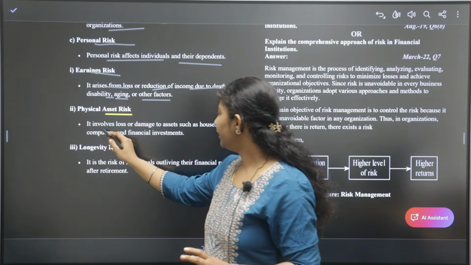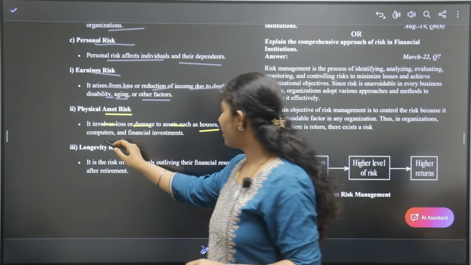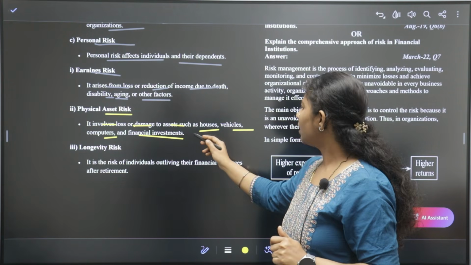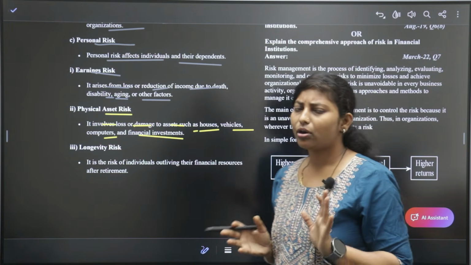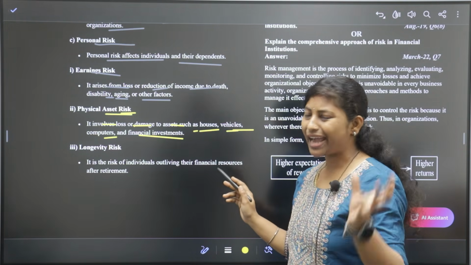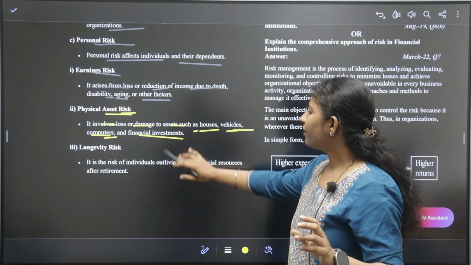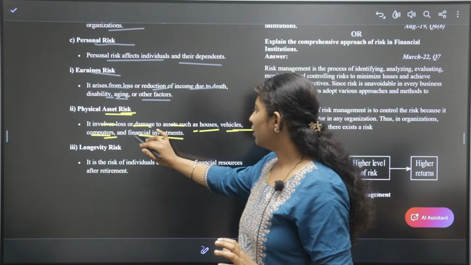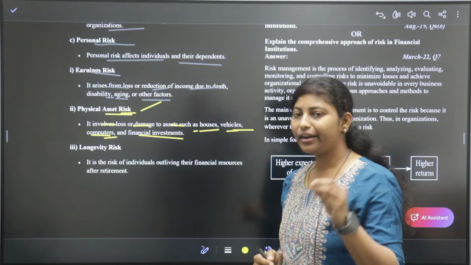Next, it involves losses or damages to assets such as houses, vehicles, computers and financial investments. If our house gets damaged or a fire occurs in our house, it is a very big loss for us where we stay. Physical asset risk: vehicles get damaged in an accident, computers catch fire. These affect assets which are very important. When such damage happens, it means we face physical asset risk in a business.